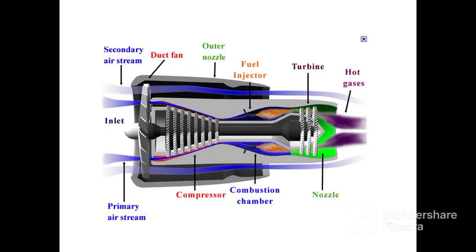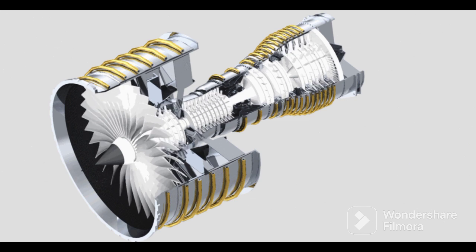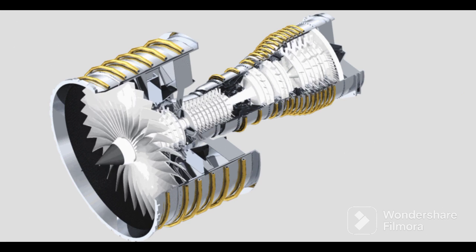The main function of the turbine is to convert the energy from the hot gases into mechanical energy, which is then used to power the compressor and other engine accessories, such as generators and hydraulic pumps. As the hot gases flow through the turbine blades, they cause the blades to rotate, which in turn drives the engine's shaft and compressor.